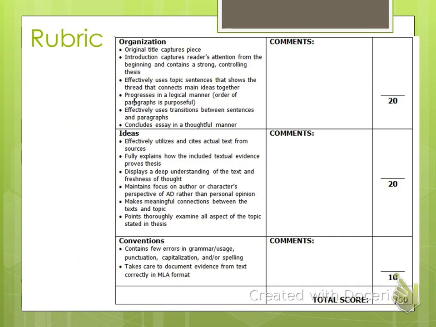Here's the rubric. This will be out of 50 points. We have 20 points for organization, 20 for ideas, and then 10 for conventions. Please refer back to this as you are writing your essay.